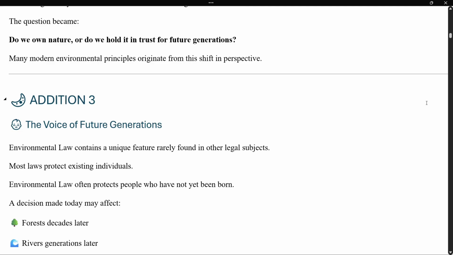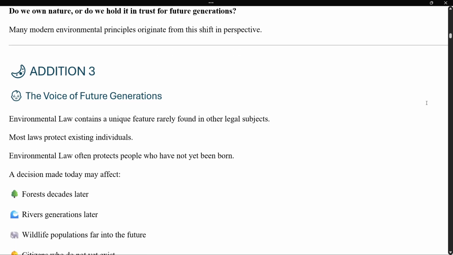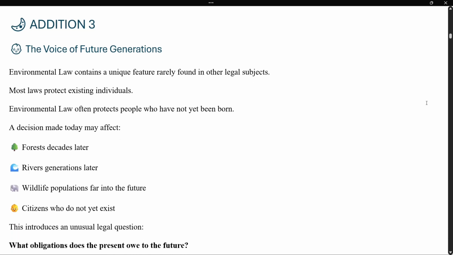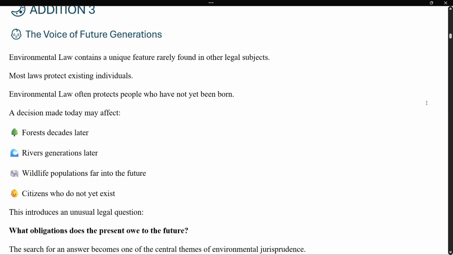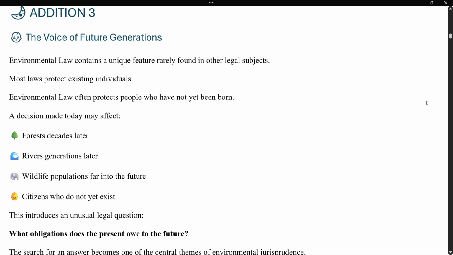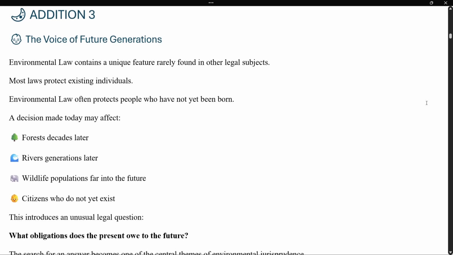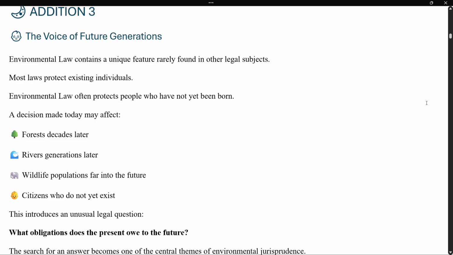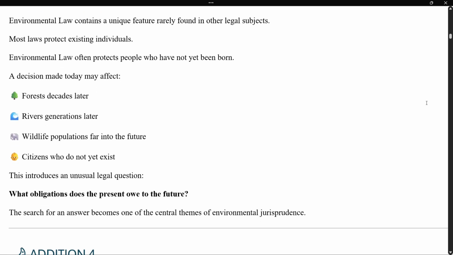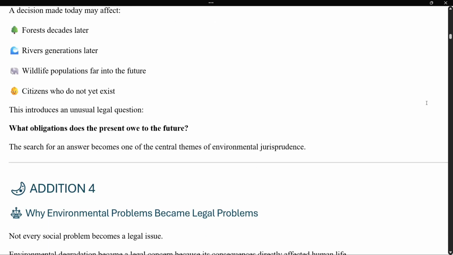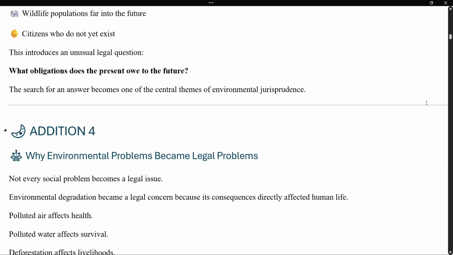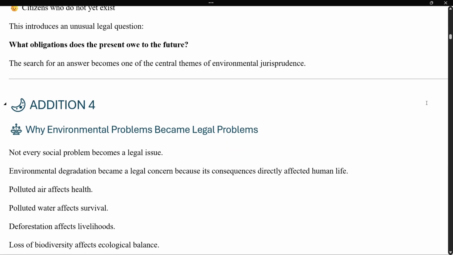Crescent Moon Edition 3: the voice of future generations. Environmental law contains a unique feature rarely found in other legal subjects. Most laws protect existing individuals. Environmental law often protects people who have not yet been born. A decision made today may affect forests decades later, rivers generations later, wildlife populations far into the future, citizens who do not yet exist. This introduces an unusual legal question. What obligations does the present owe to the future? The search for an answer becomes one of the central themes of environmental jurisprudence.